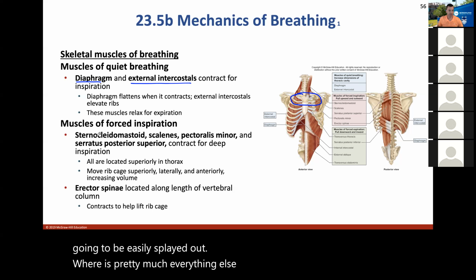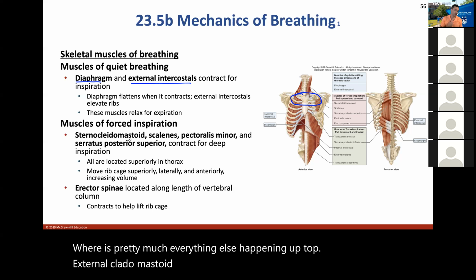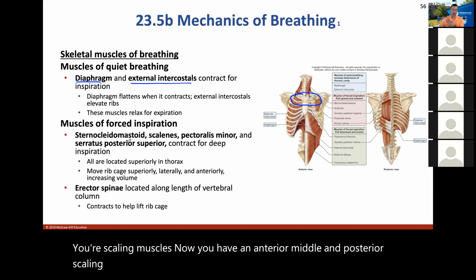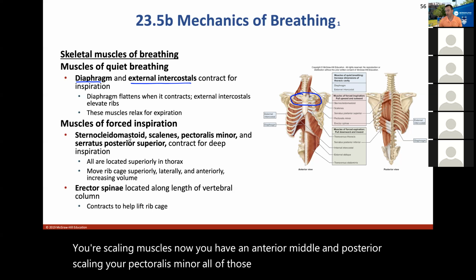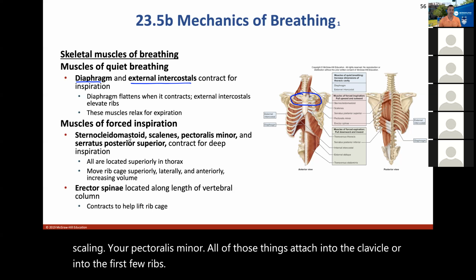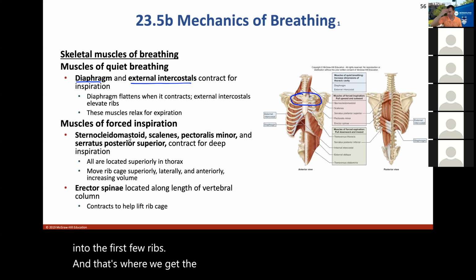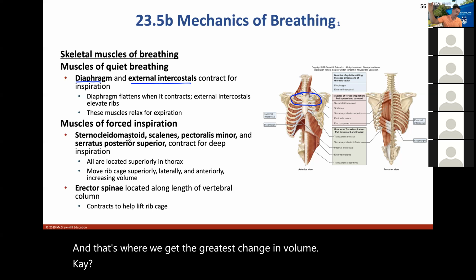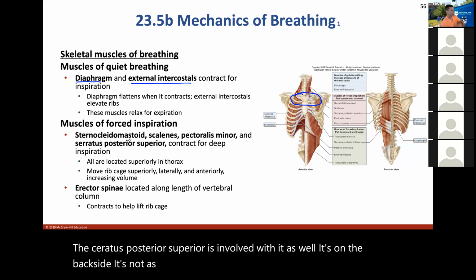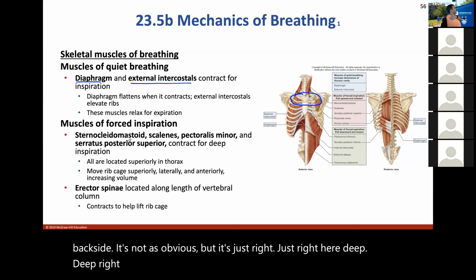Up top, the sternocleidomastoid, your scalene muscles. You have an anterior, middle, and a posterior scalene. Your pectoralis minor. All of those things attach into the clavicle or into the first few ribs. And that's where we get the greatest change in volume. The serratus posterior superior is involved with it as well. It's on the back side. It's not as obvious, but it's just right here, deep right here, is where you'll find that muscle.